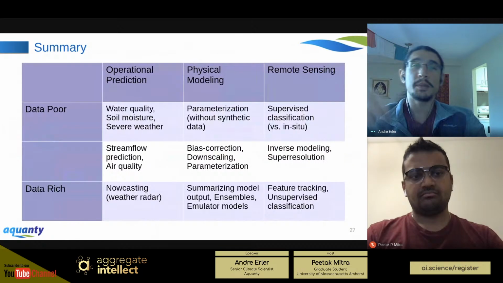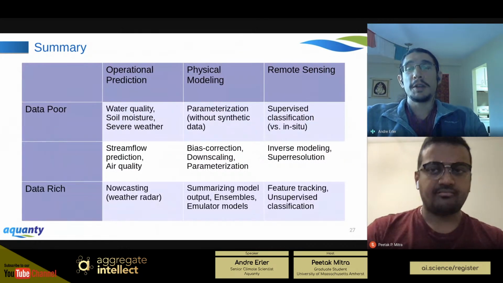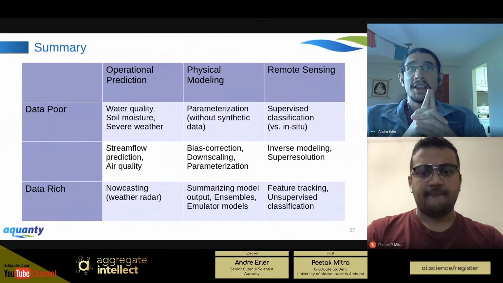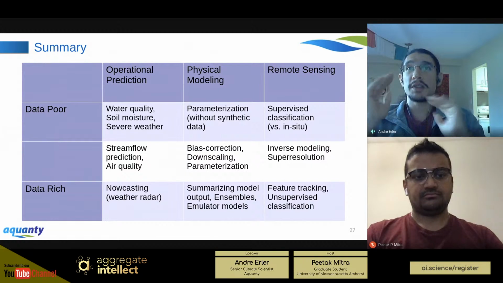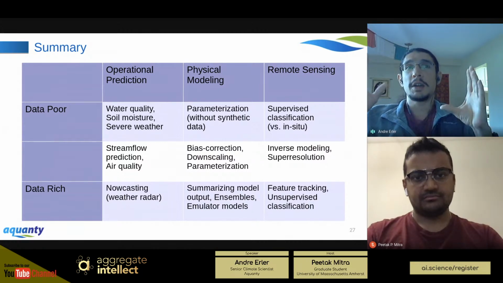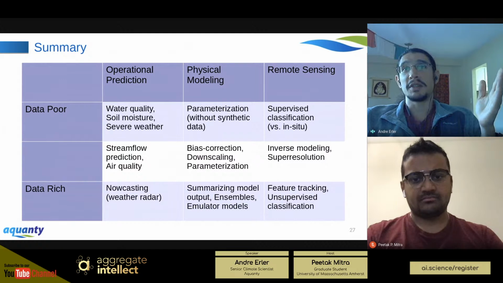So this is just an example, right? So in summary, I would say there are basically three areas in environmental prediction. There's operational prediction, then there's physical modeling like climate modeling, and then there's remote sensing. And there are applications where there's very few data. This is, for example, water quality. It's very difficult. It would be convective parameterization if you're not using synthetic data.